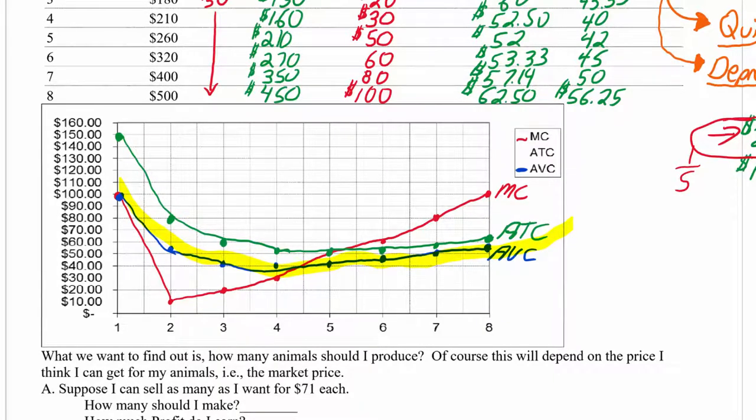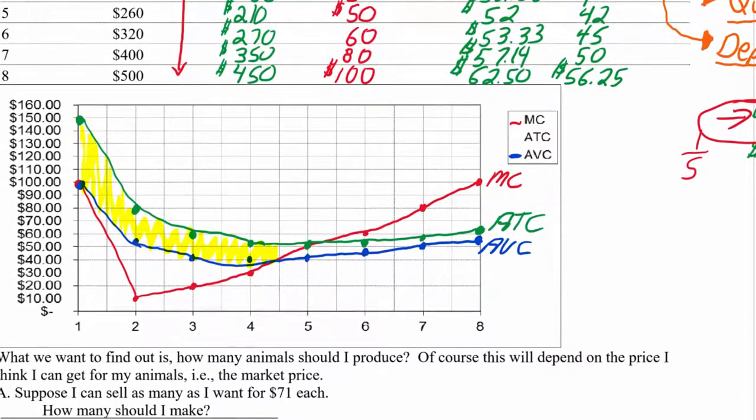The big difference here being that the average variable cost curve is lower, and the difference between the average total and the average variable cost curve, in other words, the average total cost is the total cost per unit, average variable cost is the labor and materials cost per unit, the difference between those two curves, which gets smaller and smaller and smaller, turns out to be the fixed cost per unit.